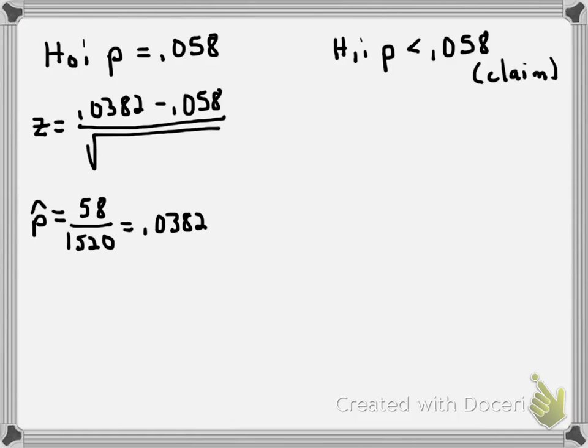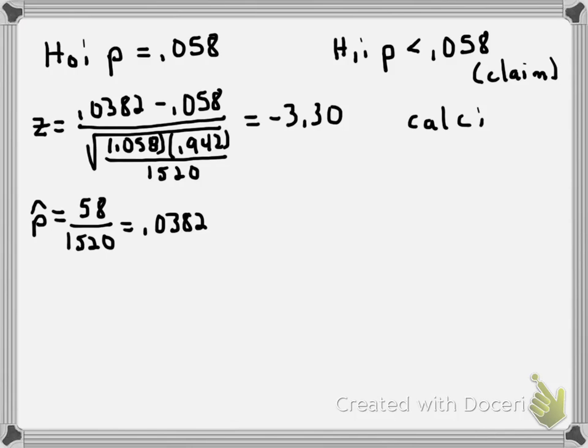over the square root of P is 0.058. 1 minus 0.058 is 0.942. So Q is 0.942 divided by the sample size 1520. Work that out and round to 2 decimal places and you should have negative 3.30. If you're using your calculator to find the test statistic, you'll get a slightly different number this time. You would get Z is equal to negative 3.31.